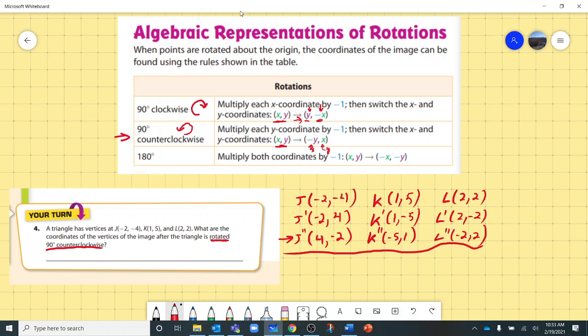J is at (4, -2). Our new K is (-5, 1). And our L double prime, or our new L, is at (-2, 2). And that would be a 90-degree counterclockwise rotation. If it was asking you to do it clockwise, hopefully you know what you would do. Okay. But that's it for this video.